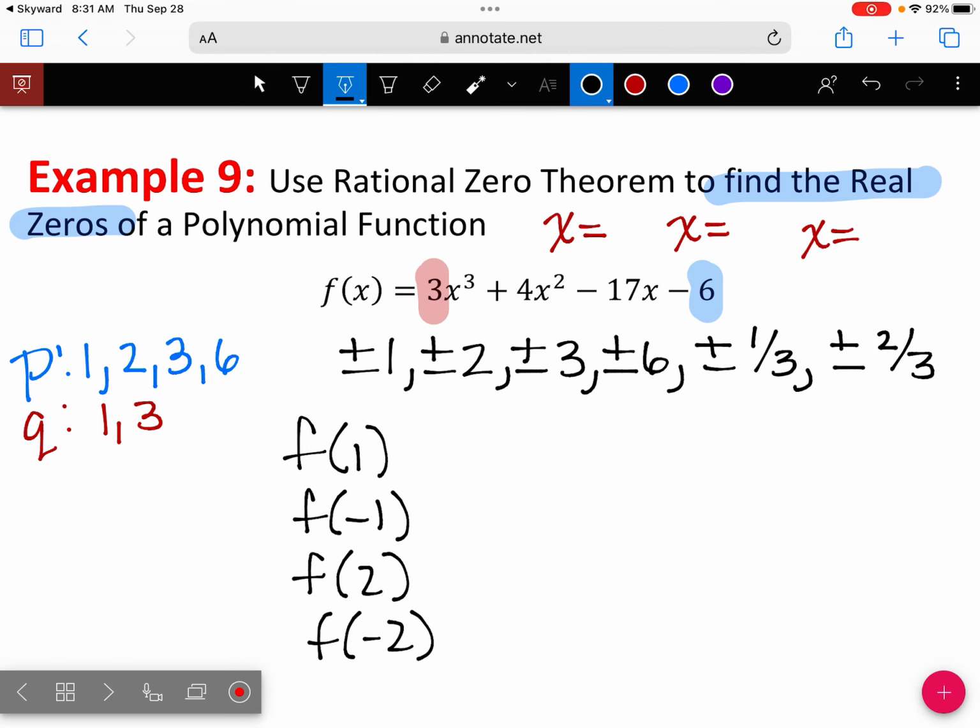And if none of those worked, then we would go to the next 4 numbers: 3, negative 3, 6, and negative 6. You're going to plug it into this function. Don't say it out loud. I want everybody to practice.